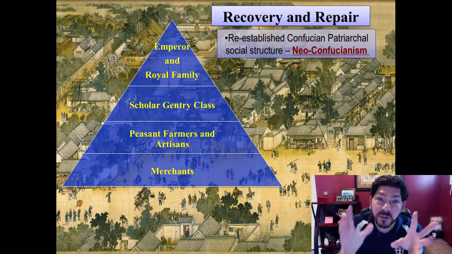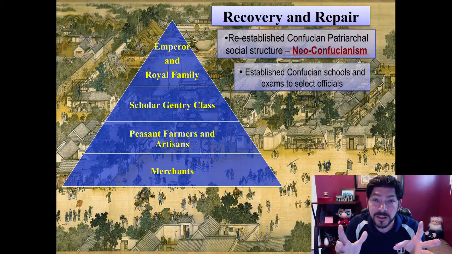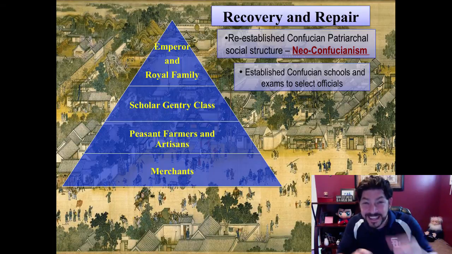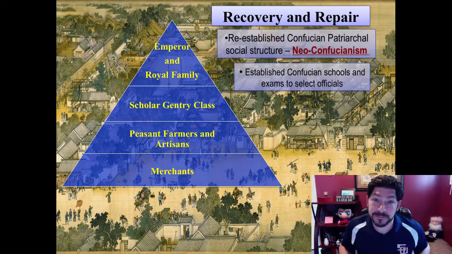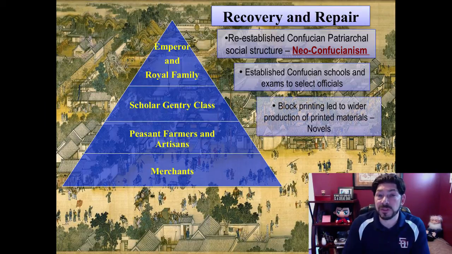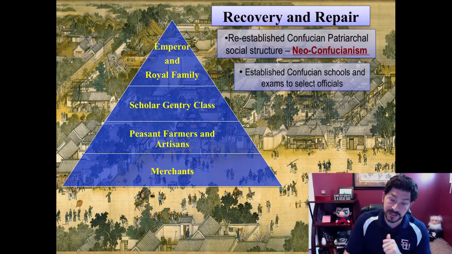But get this, there's a story of a student who dared to question a teacher. That student's head was chopped off, put on a stake, and posted outside of the school for all the other students to see. That's one way of handling student discipline problems. Also, the creation of block printing helped to mass produce written materials, which helped people become more literate. This also led to the creation of the first novel by the Chinese as well.